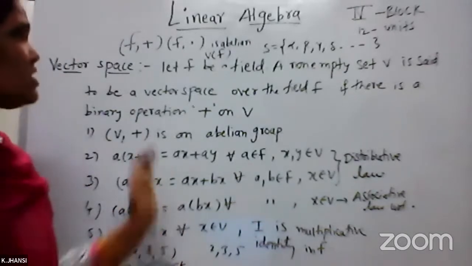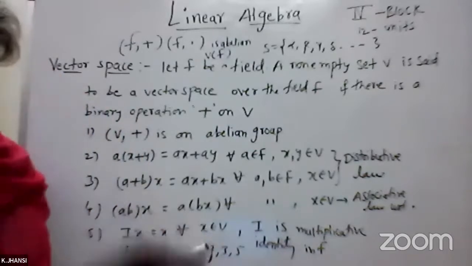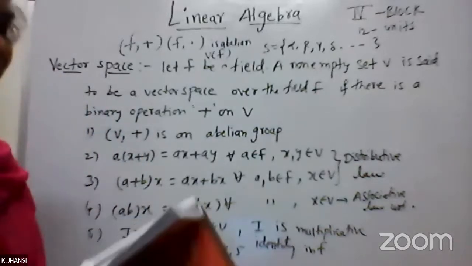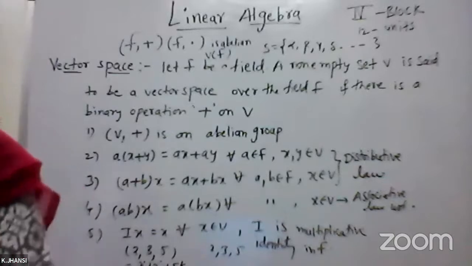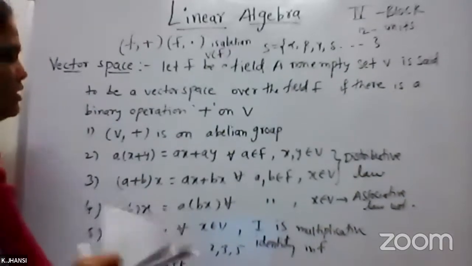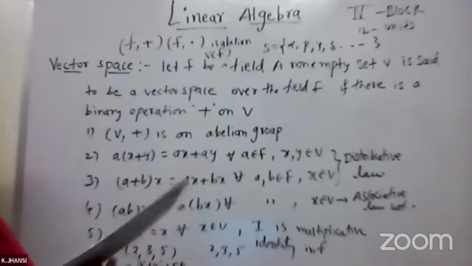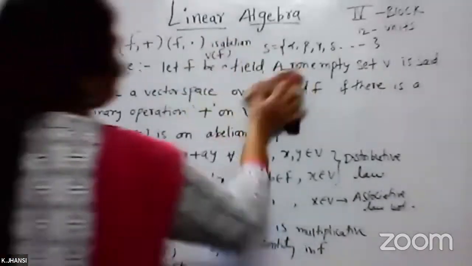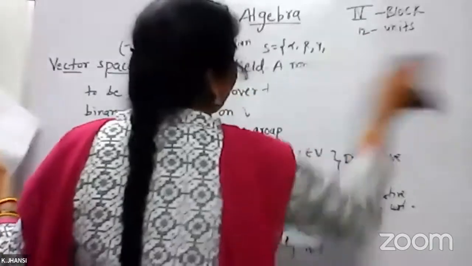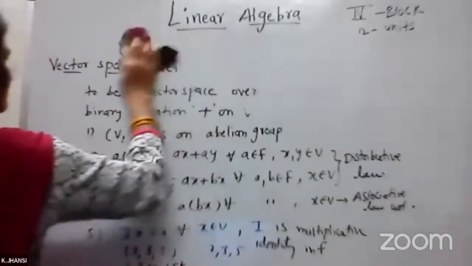Okay, so next, this is the first block. You are not having the textbooks, that is the main problem. So first, in block 1, you have unit 1, which is vector spaces and subspaces.